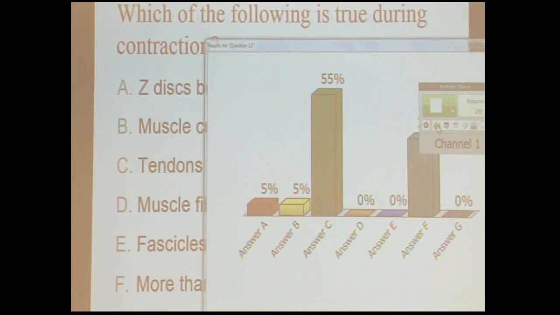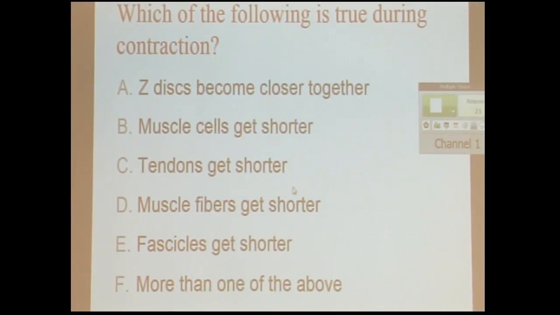All right, so most everybody's choosing C, which is correct. So if sarcomeres get shorter, Z discs come closer together, and then that's transmitted through all the levels of the muscle. So muscle cell, myofibril, fascicles, the muscle. The tendon's the only part that doesn't change. But the muscle does, which is going to pull on the tendon, which pulls on the bone.